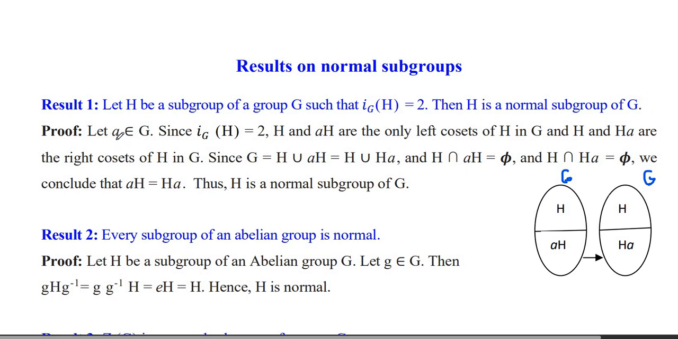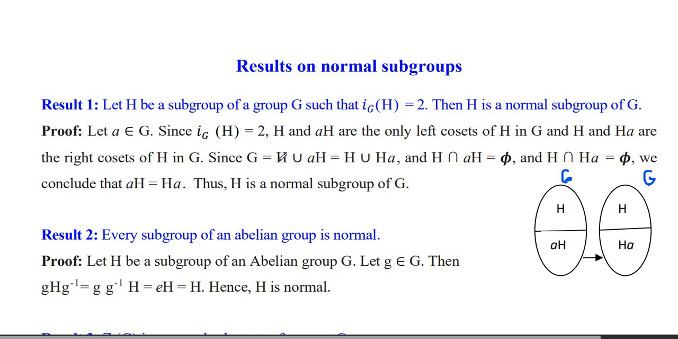So for that, first we shall consider a to be an element in G, and since the index of H in G is 2, H and aH are the only left cosets of H in G, and similarly H and Ha are the only right cosets of H in G.